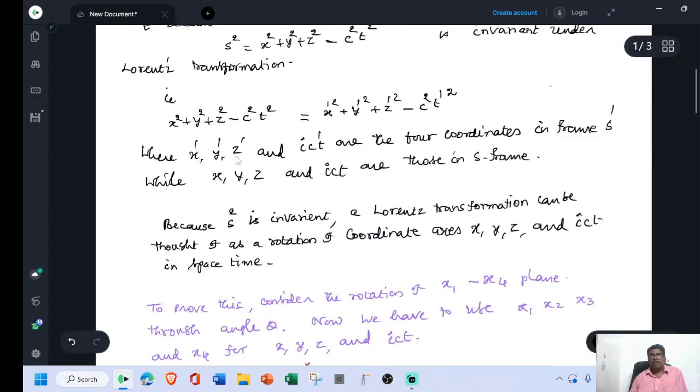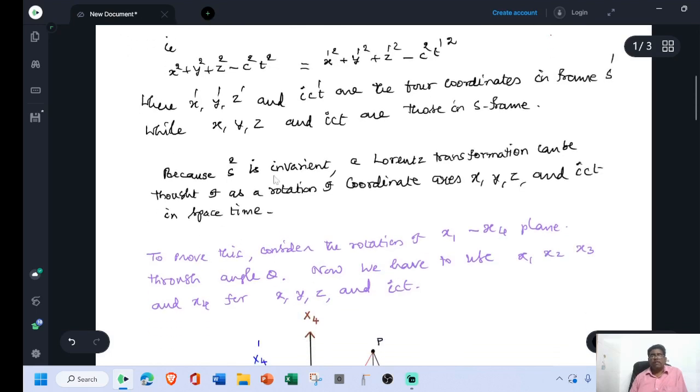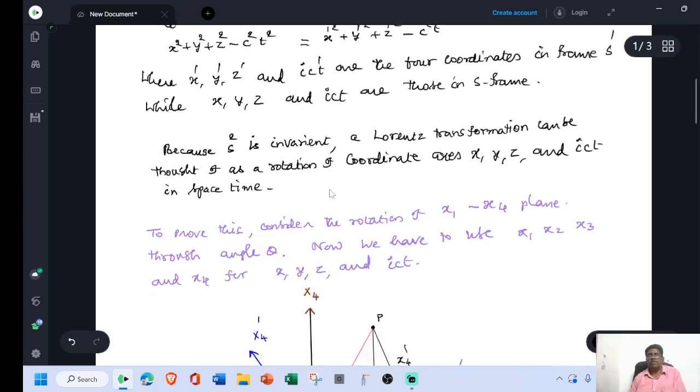Here x dash, y dash, z dash, and ict dash are the four coordinates in the frame S dash, while x, y, z, and ict are those in the S frame. Because s square is invariant, a Lorentz transformation can be thought of as a rotation of coordinate axes x, y, z, and ict in space-time. The rotation of coordinates will provide the Lorentz transformation equations. We have to confirm this.